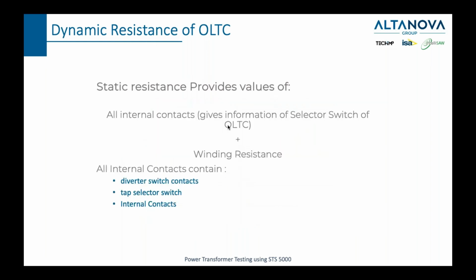So the static resistance provides values of all internal contacts. So all internal contacts of OLTC plus the winding resistance. If you see 1 ohm resistance, it doesn't mean that the winding has 1 ohm. Winding has, let's say, 0.9 ohms, and the diverter switch, or to be more exact, the whole OLTC, has additional resistance of 0.1. So that's diverter switch, tap selector switch, and internal contacts. That's OLTC, plus the resistance of the winding itself.